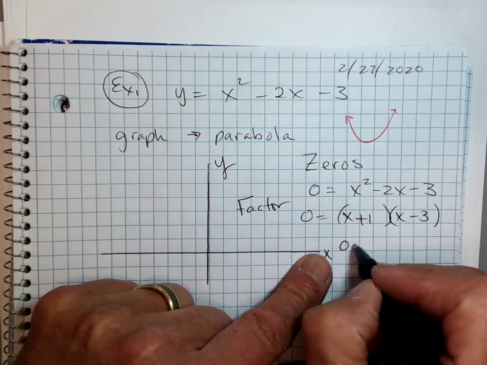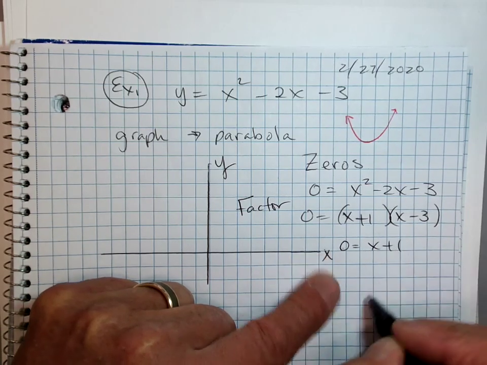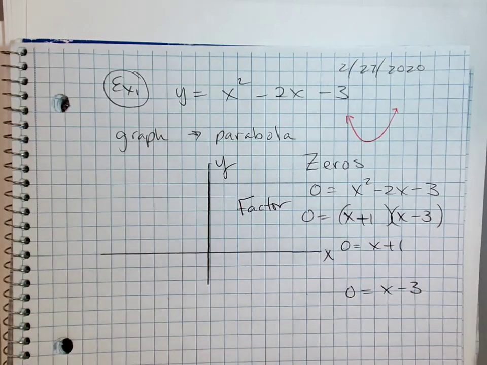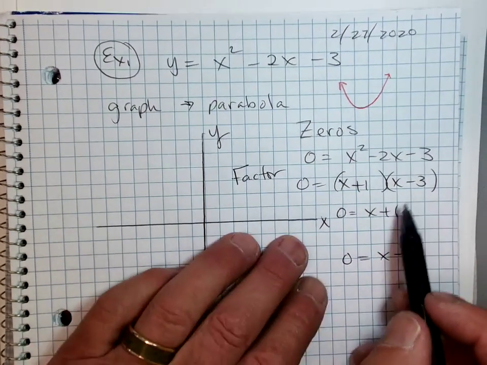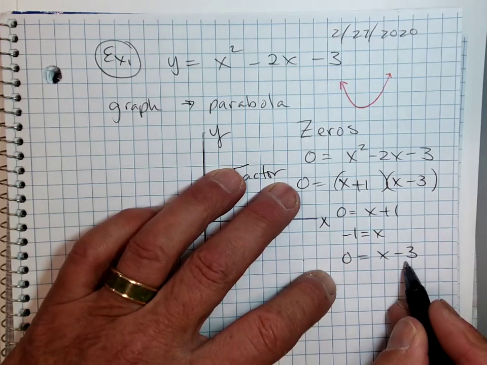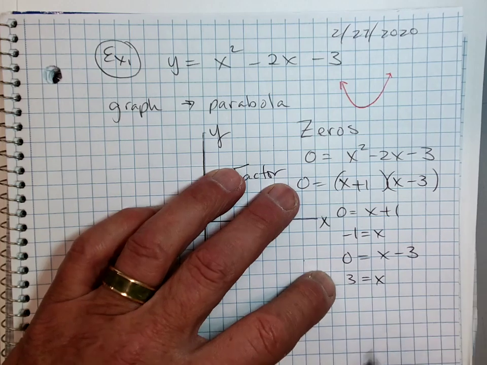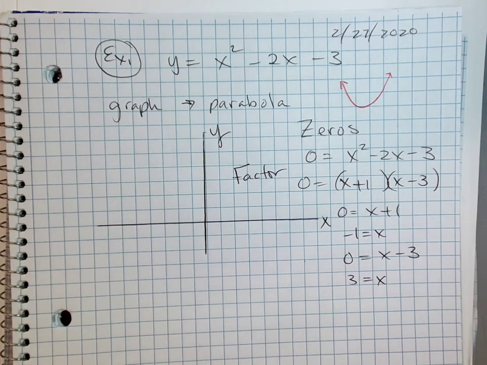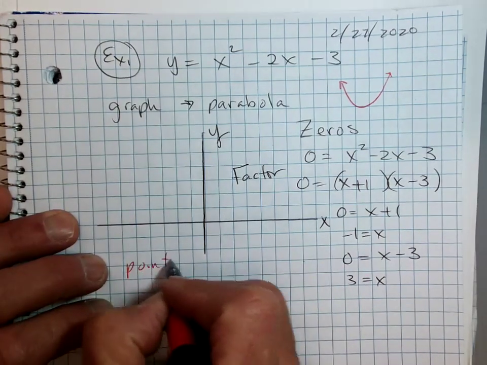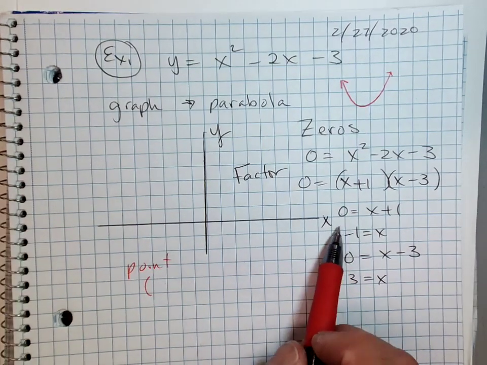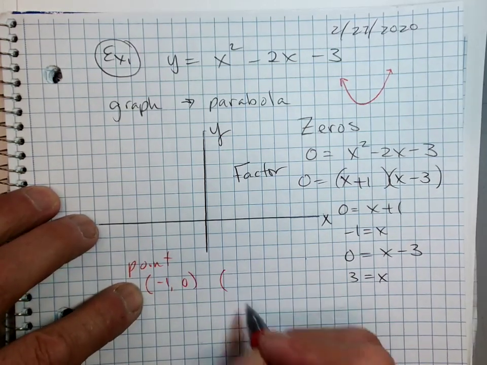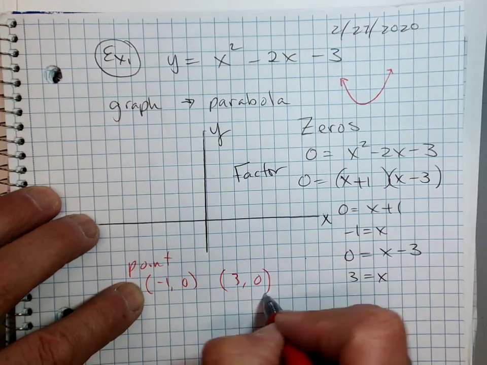So I got mini equations, 0 equals x plus 1, and 0 equals x minus 3, right? And then I'm going to go minus 1, x equals -1. And I've got a plus 3, x equals 3, okay? These are points. And because we let y equal 0, they're also called zeros. One point is at -1, 0, and the other point is at 3, 0, okay?